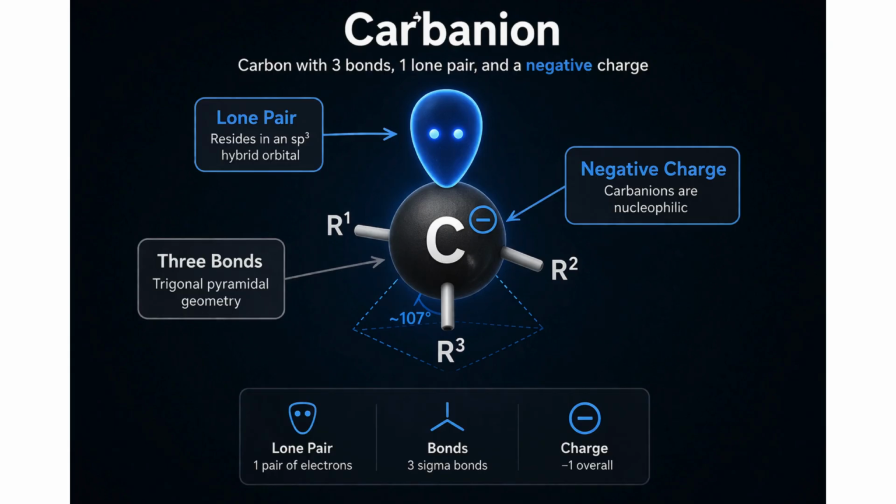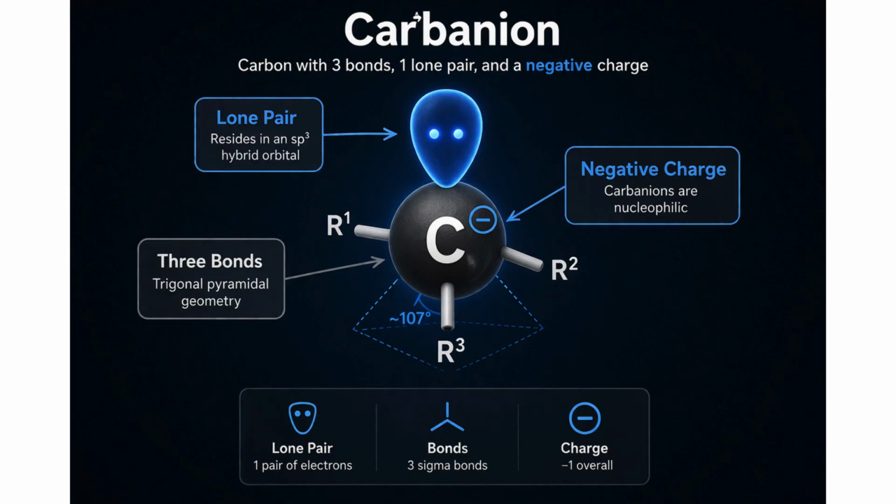Now, let's look at the flip side, the carbanion. Unlike the carbocation, this carbon has an extra electron, giving it a negative charge. Instead of being hungry, this carbon is electron-rich. In fact, it's feeling completely overloaded and crowded. It has a full octet of 8 electrons, but that negative charge makes it very unstable.